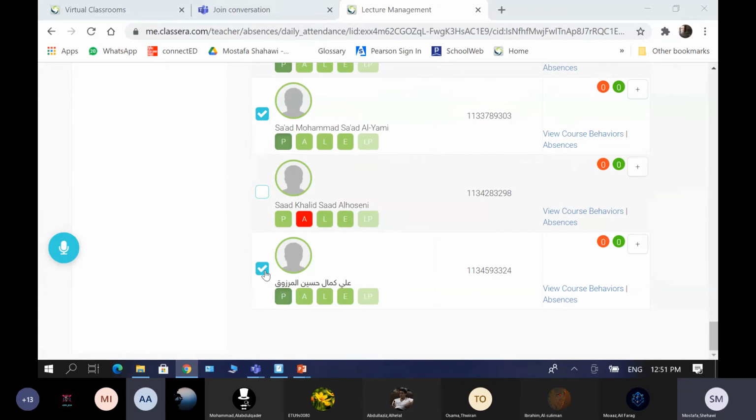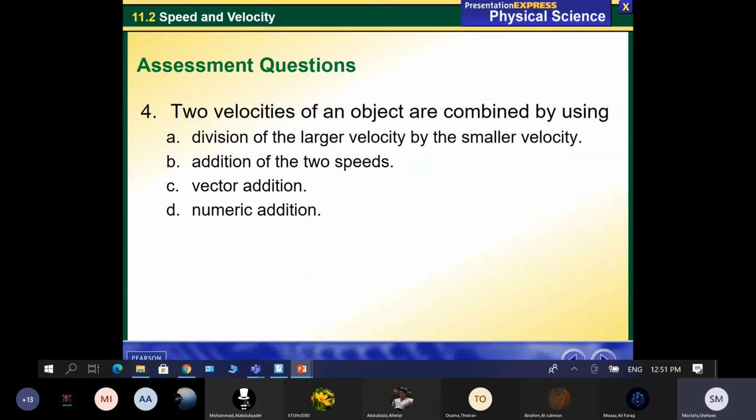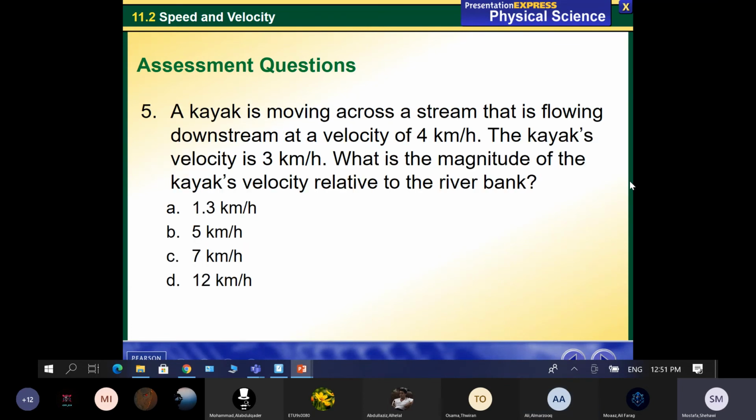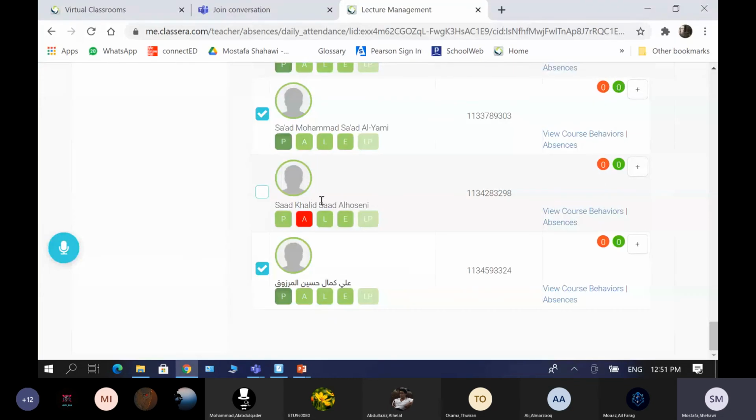Ali, can you tell me the answer of this question? Two velocities of an object are combined by using an addition of the two speeds. No. Two velocities. Velocities is not speeds. Oh, vector addition. Vector addition. Thank you. Let me take another one.